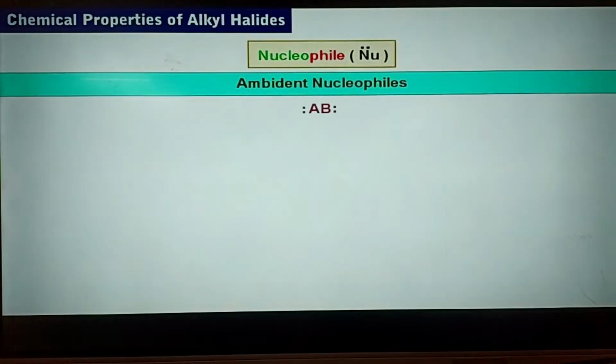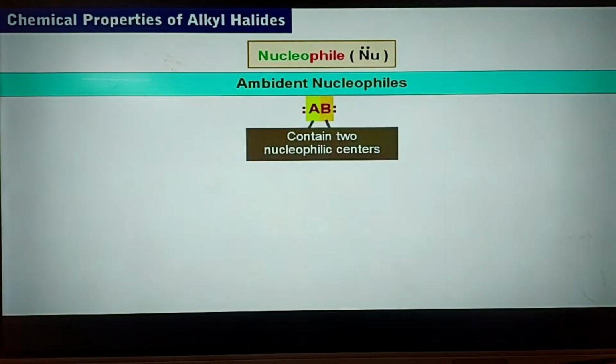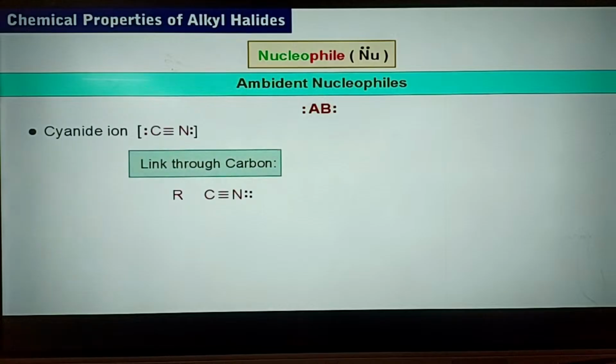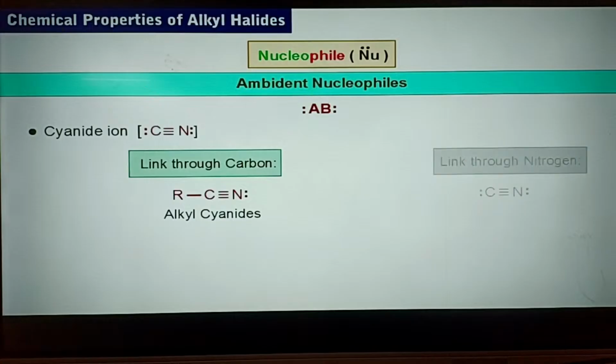Some nucleophiles can be described as ambident nucleophiles. These contain two nucleophilic centers and so can link to the alkyl halide in two different ways. For example, the cyanide ion can link through the carbon atom to make alkyl cyanides. If a cyanide ion links through the nitrogen, alkyl isocyanides will form.